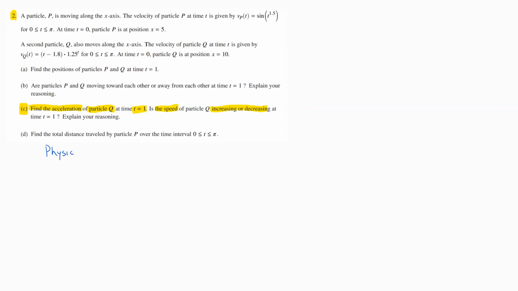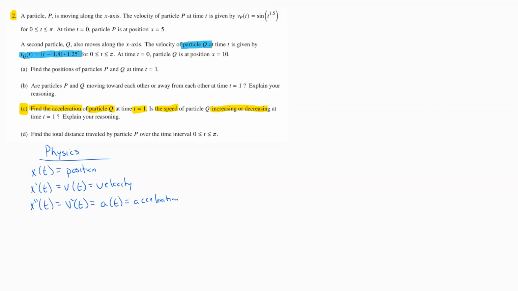To do that, we want to remind ourselves of the physics relationship that you just better know like the back of your hand. If I've got an original function that is the position function, if I take the derivative of position, that gets me to velocity. And then the second derivative of position, or in our case, the first derivative of velocity, is going to equal acceleration. On this problem, we were given particle Q's velocity function right here. So we're essentially starting at this level of the process, and we want to find out the acceleration.